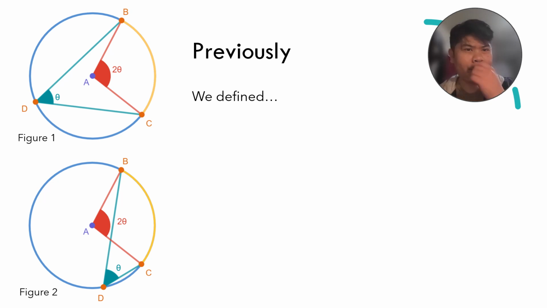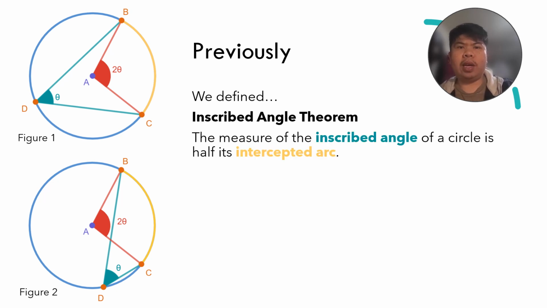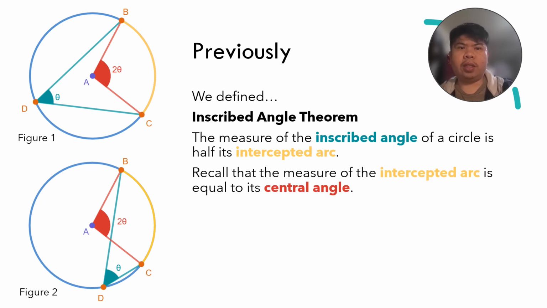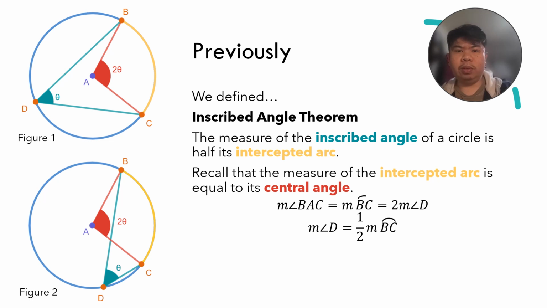So previously, at the end of our lesson, we defined the inscribed angle theorem. Using GeoGebra, we showed that the measure of the inscribed angle of a circle is half the measure of its intersected arc. We know that the measure of an arc is equal to the measure of the central angle. And in both examples, the measure of angle BAC, which is also the measure of arc BD, is twice the measure of angle D. So this implies that the measure of angle D is 1/2 the measure of arc BC.